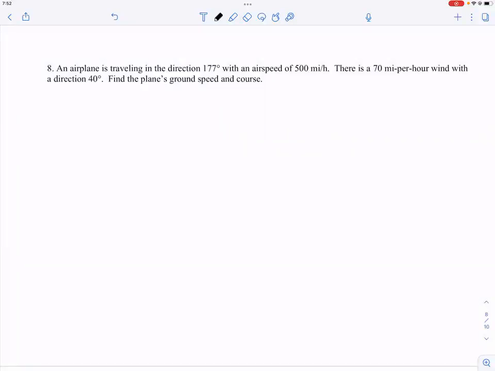Okay, for question number 8, this is your typical airplane, airspeed, ground speed kind of question. The reason I said it's typical is that the question provides you with the airspeed and also the wind with its speed and direction. And all you are asked to do is find the ground speed and the course. Now, let me explain one more time what ground speed is.